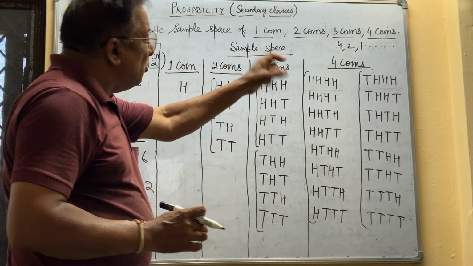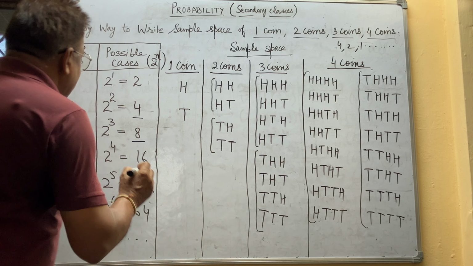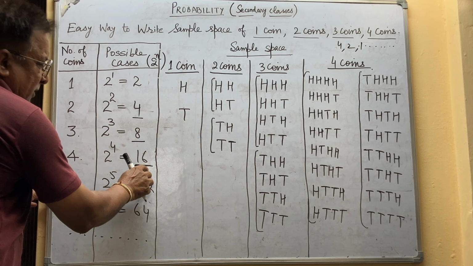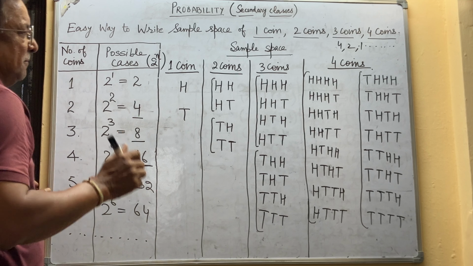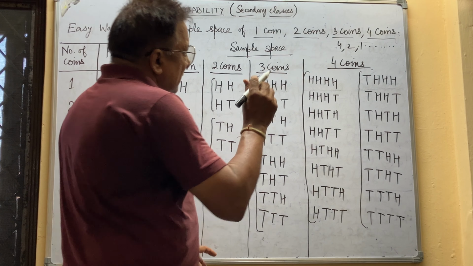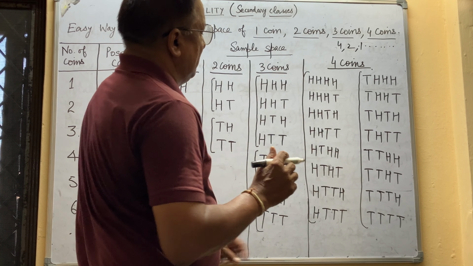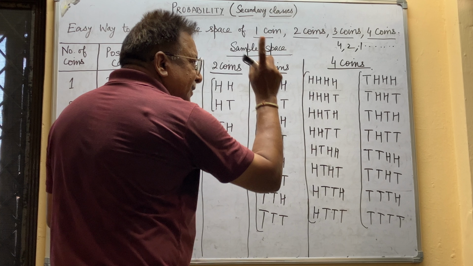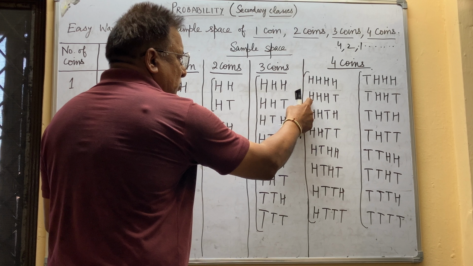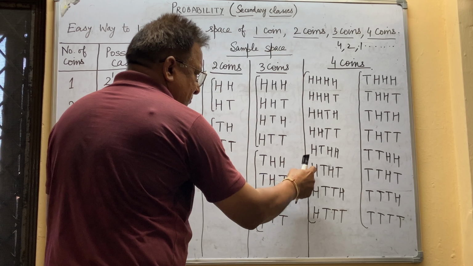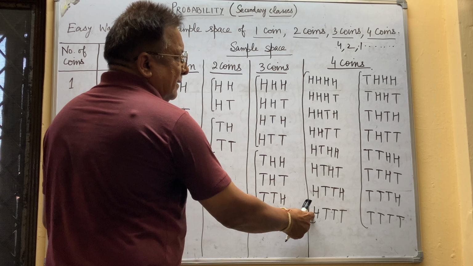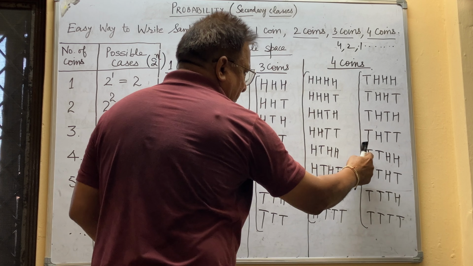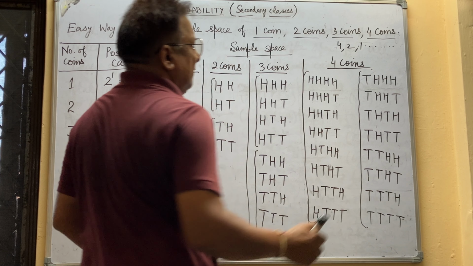Now we come to 4 coins. How many cases are? 16. 4 coins, total number of cases are 16. Now half of 16 is 8. I am going to write H 8 times, 1, 2, 3, 4, 5, 6, 7, 8. And 8 times T, 1, 2, 3, 4, 5, 6, 7, 8.